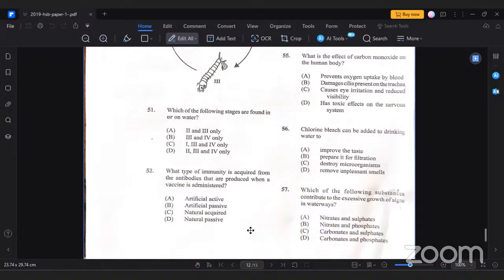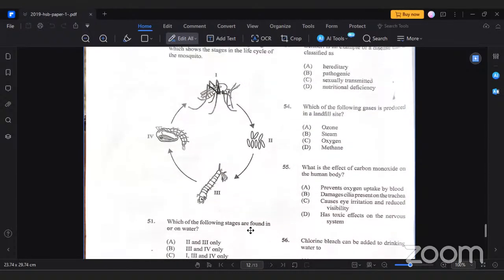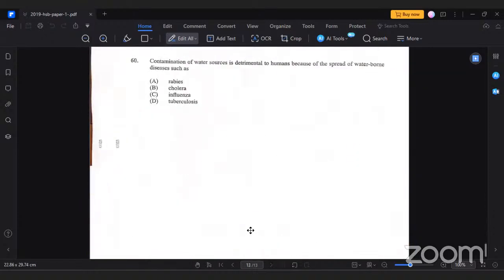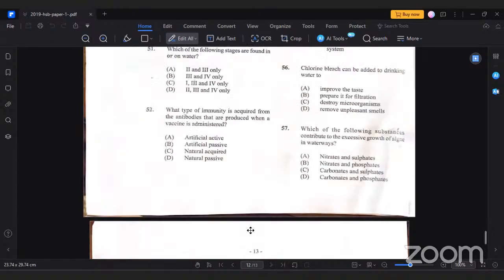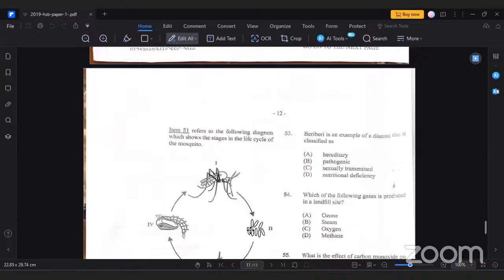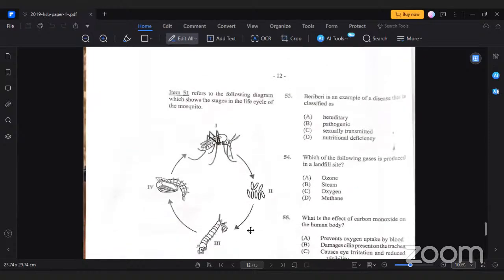Thank you for your participation. The answer is indeed artificial active. For example, a vaccine that is administered is therefore artificial active. We move on to 53.